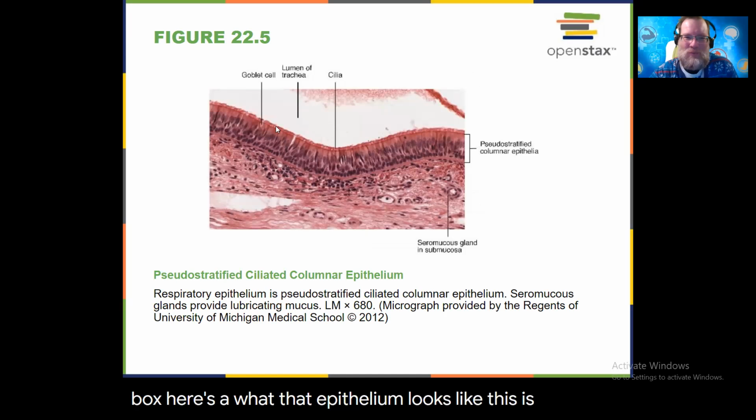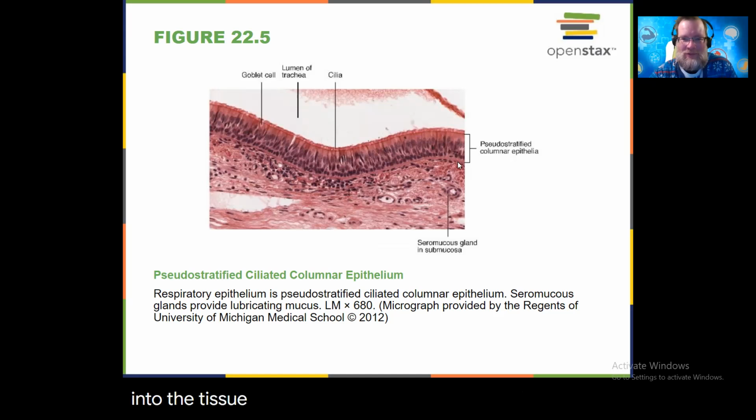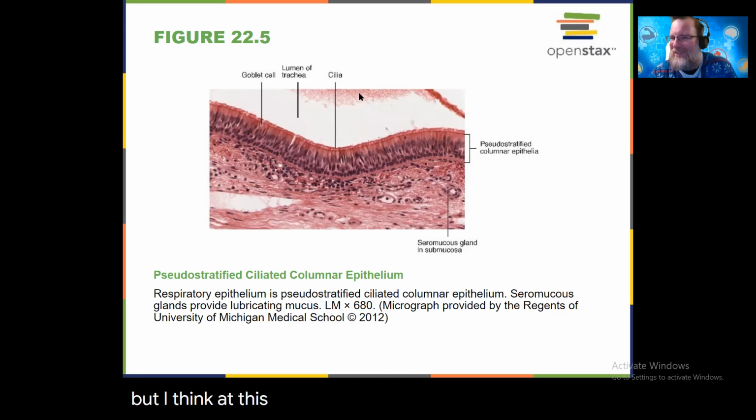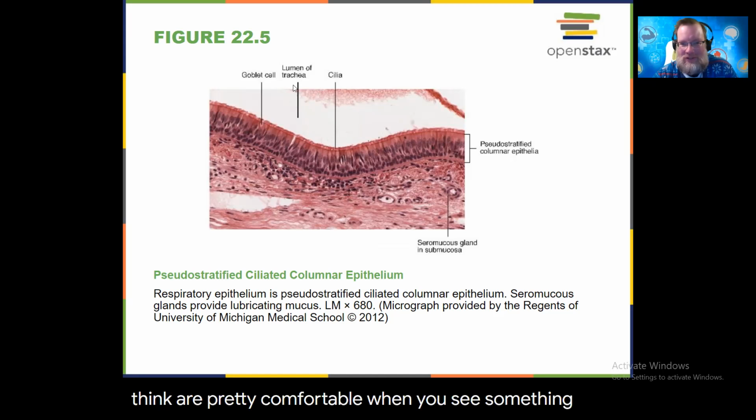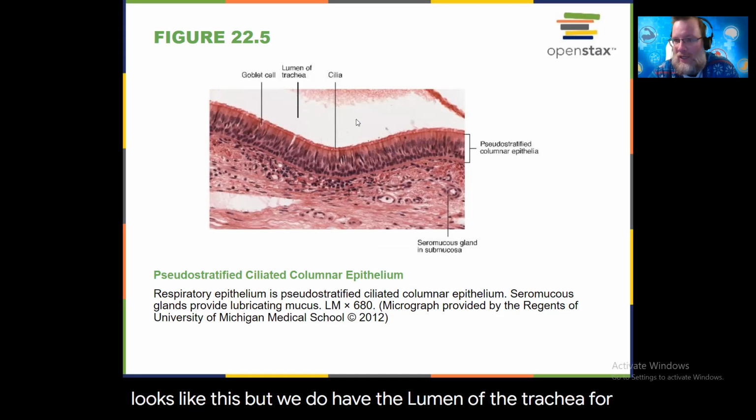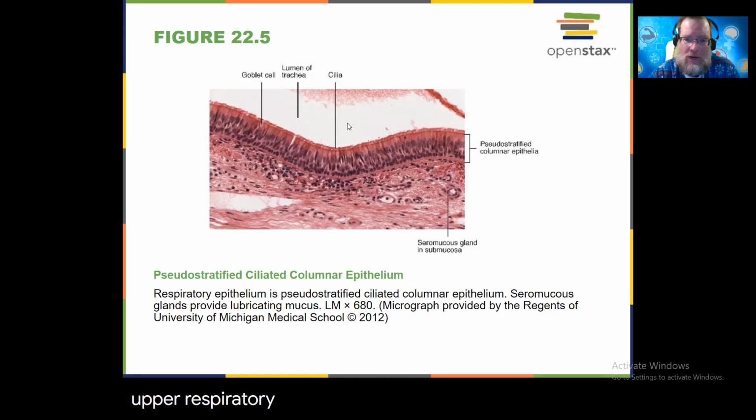Hopefully this doesn't bring back any PTSD or bad memories going back into the tissue chapters from the beginning of the semester. But I think at this point in the semester, we've seen enough tissue slides and discussed it enough that all of you are pretty comfortable when you see something that looks like this. We do have the lumen of the trachea, for instance. This could also be the upper respiratory tract, the nasal cavity, or the sinuses as well.